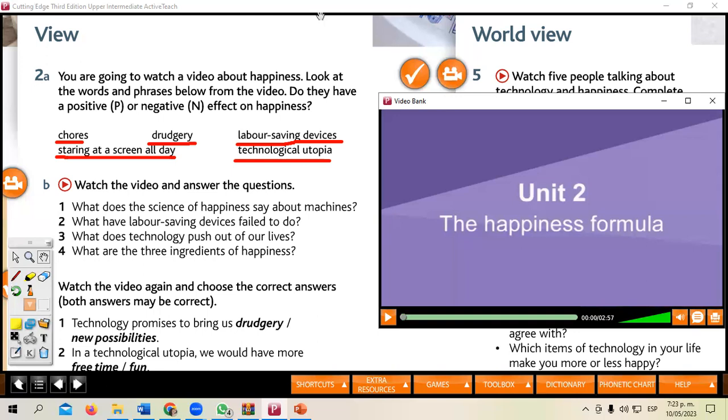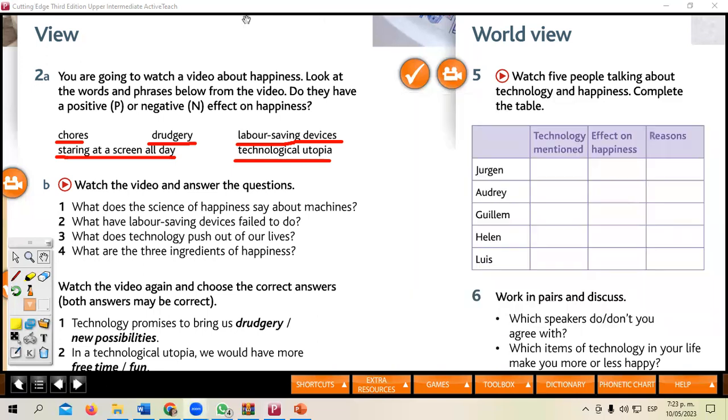All right, guys, so let's compare, let's check what you had for your answers. All right, so let's listen to Lisette for the first question. Lisette, what does the science of happiness say about machines? That machines can lead us to misery. Yes, this is the answer. Machines could lead us to misery.